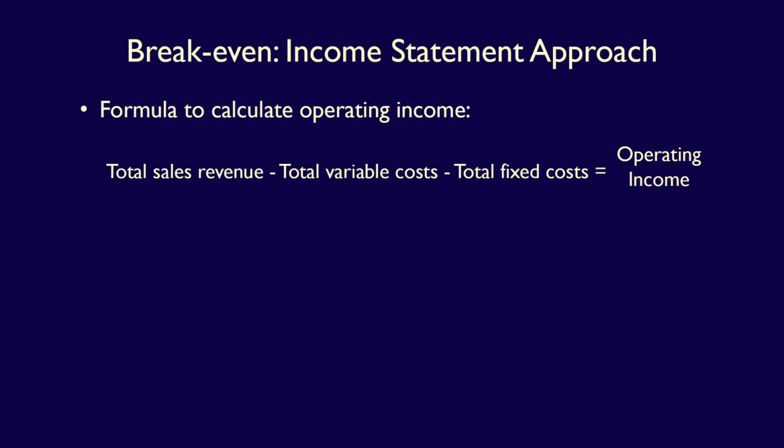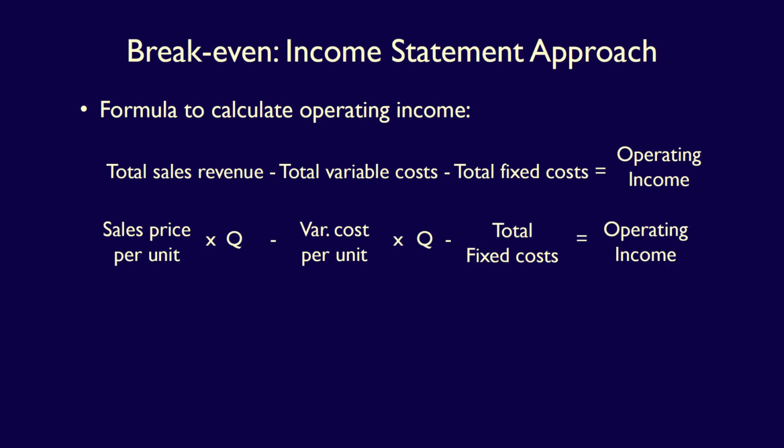We can now combine these formulas into one income statement formula. Total sales revenue minus total variable costs minus total fixed costs is equal to the operating income. We can expand that into sales price per unit multiplied by Q minus variable cost per unit multiplied by Q minus total fixed costs equals operating income. Remember, Q indicates the quantity of units sold.